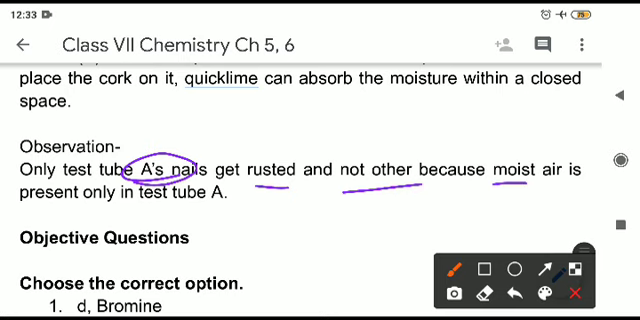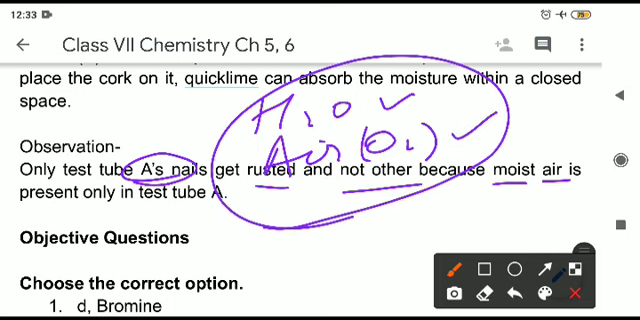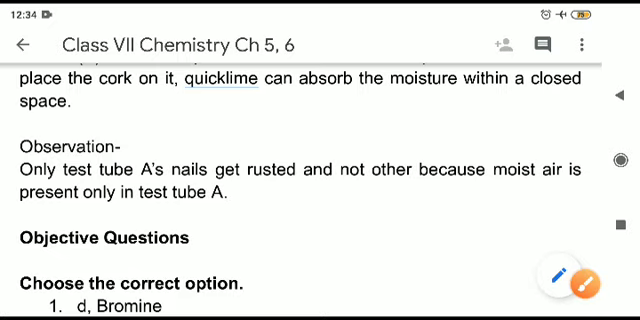Because for rusting, moist air is required. That means water vapor and oxygen gas, that is, air, both are required. Oxygen and water both are required for rusting to take place. If both are available, like in the test tube A, rusting will take place, otherwise it will not. If only water is there, air is not there, then no rusting. Same way, if only air is there, water is not available, then also no rusting will take place. Both the conditions must be available, air as well as water. That is only when rusting can take place.